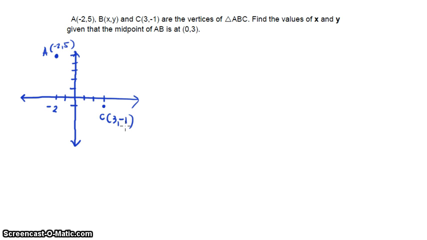Okay, it says here that the midpoint of AB is at (0, 3). The problem is we don't know where to put the point B. Okay, but here is our guide. The midpoint of AB is at (0, 3). So let's plot the point (0, 3). The point (0, 3) is located at this point. So 0 at x and 3 on the y.